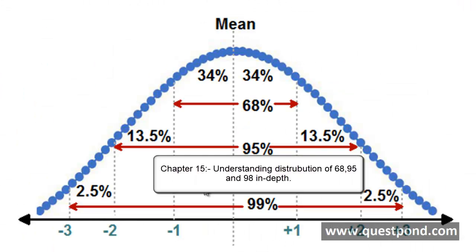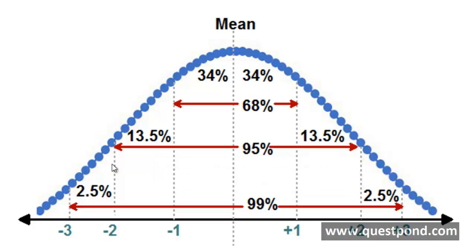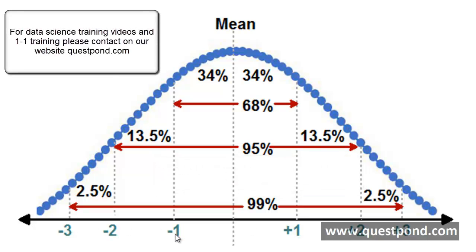Let's visually see how the 68, 95 and 99 data distribution looks on the bell curve. You can see this is the bell curve, and down below you can see the first standard deviation, which is from -1 to +1, the second standard deviation, which is -2 to +2, and the third standard deviation, which is -3 to +3. So the first standard deviation has 68%. The second standard deviation from -2 to +2 is 95%, and the last one is 99%.